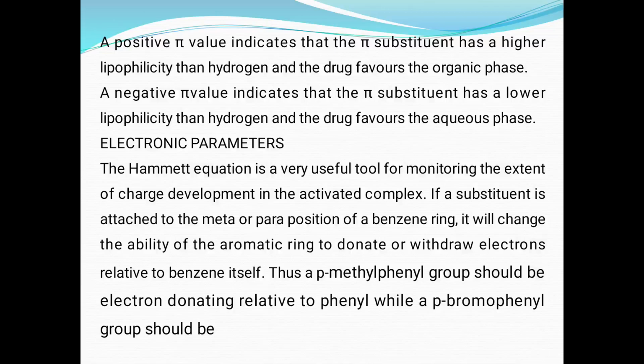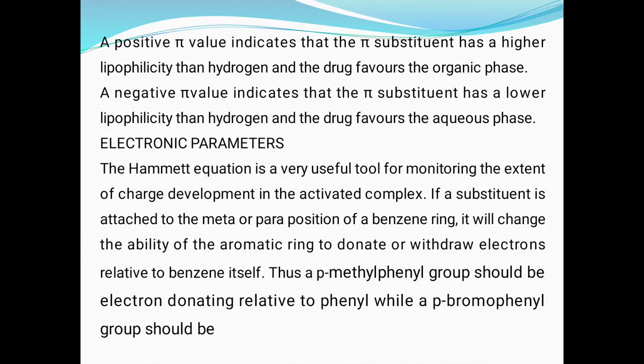Now, a positive pi value will indicate that the substituent has higher lipophilicity than hydrogen, and the drug favors the organic phase. And a negative pi value will indicate that the drug has lower lipophilicity and it favors the aqueous phase. Okay. So now let's move towards our next parameter, known as the electronic parameter.